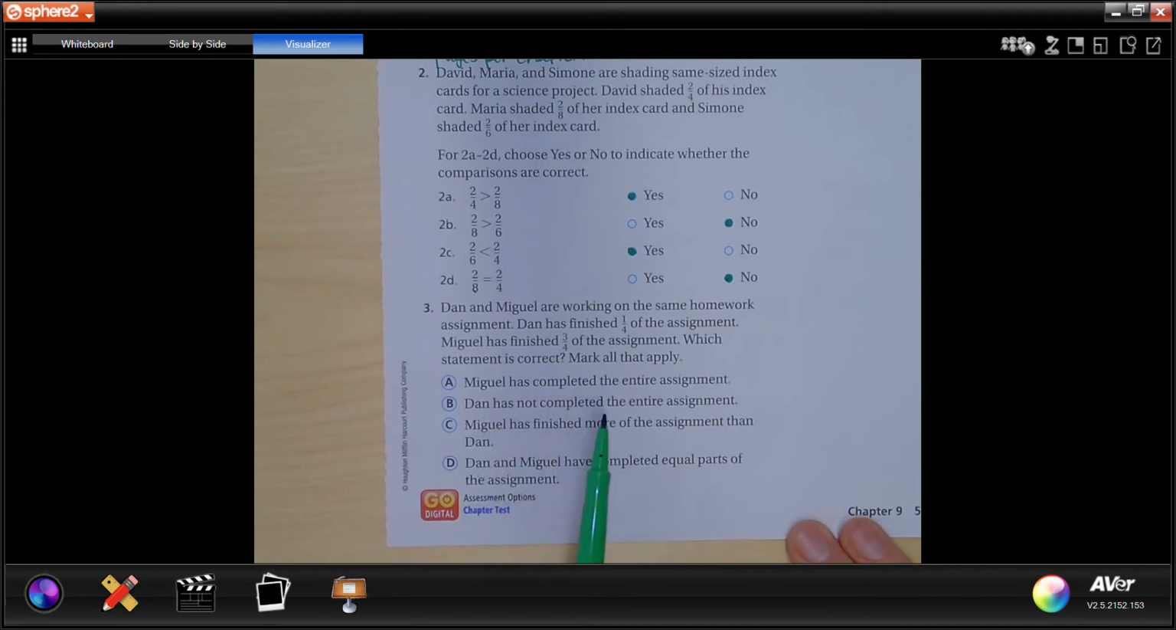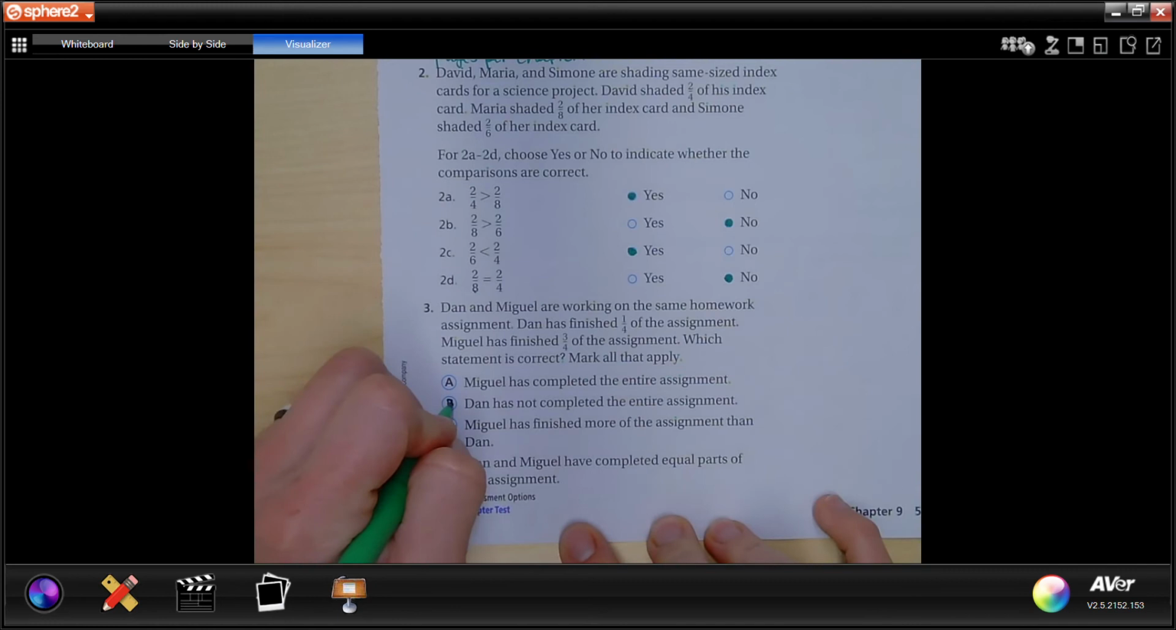Dan has not completed the entire assignment. Dan has finished 1/4, so 1 out of 4 parts of the assignment. So has he finished the whole assignment? No, he has not. So B is correct.